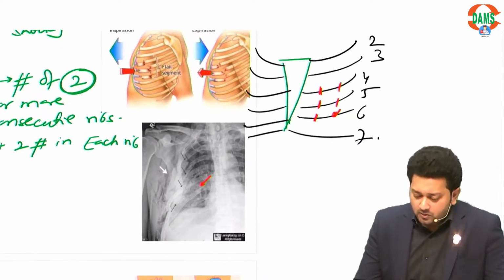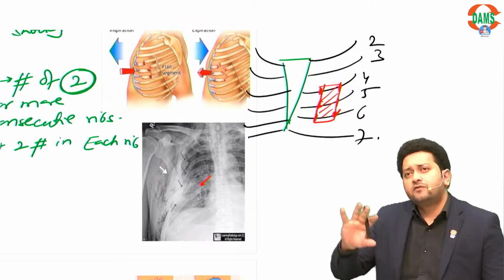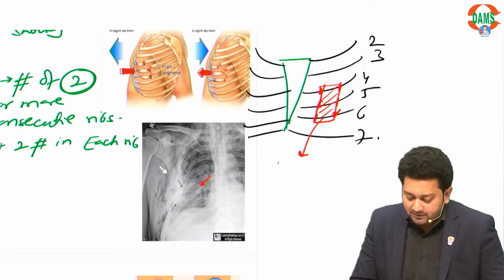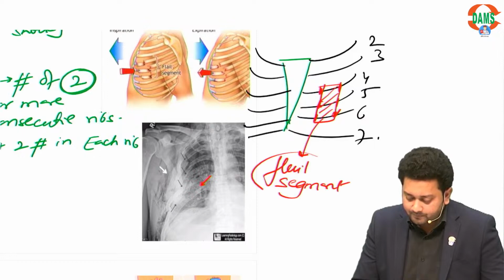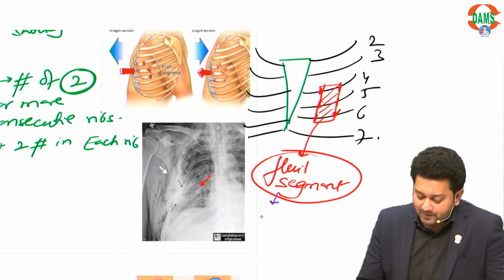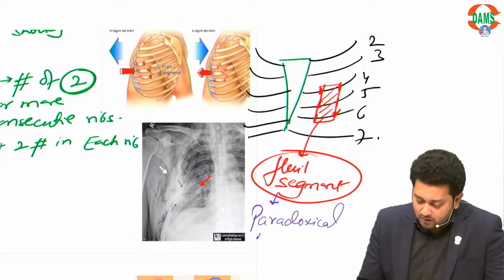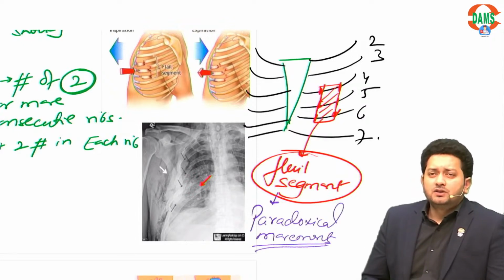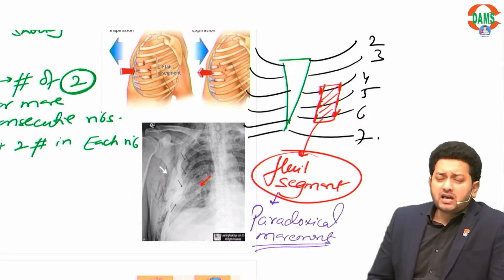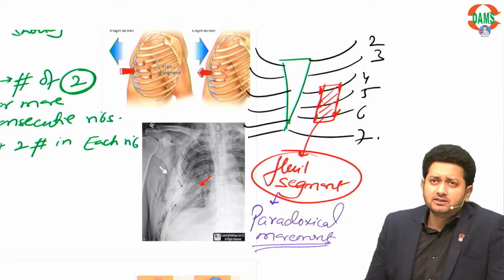So what happens now is that because of this, this part has become separated from the rest of the thoracic cage. So this is known as a flail segment. Now a very important and peculiar thing about the flail segment is that it has paradoxical movement. The word paradoxical means it is happening opposite of what is usually expected to happen.